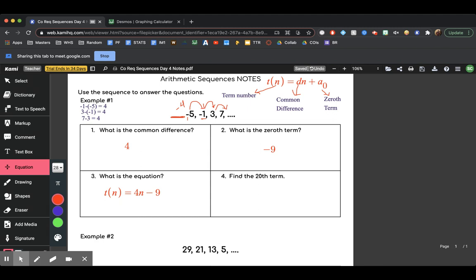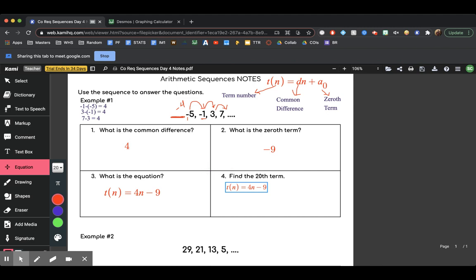Okay? And that's it for this question. So we can now move to question number 4, which is find the 20th term. This equation is going to help us with that, because now that I have this, let me see if I can copy paste it here. I don't have to type it again. And I was able to.